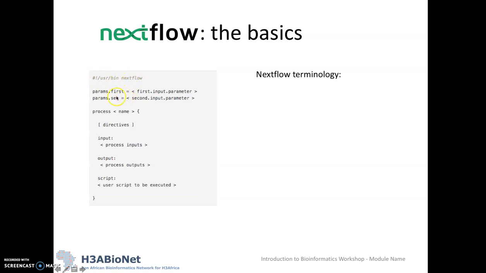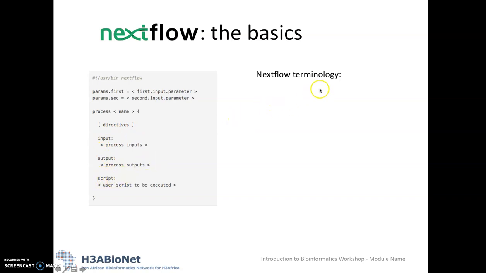And then you would define your input parameters, which can be maybe your input FASTQ files or parameters for trimming and filtering that you'd like to use. And then your process starts with a name, which can be anything, maybe filter and trim. And then within this block, there are certain directives. So there's always an input block, an output block, and a script block.